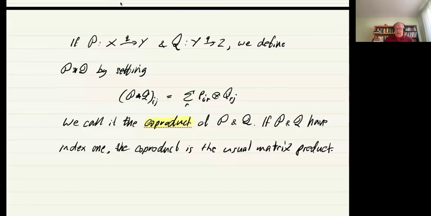Okay. Now, this is called, for reasonably good reasons, the co-product of P and Q. I promise not to go into that. So the point is we don't want to call it a product because the output is in some sense higher dimension than the input. Normally with a product you take two big things and you get something simpler. In this case, it's reverse. So it's actually the reverse of a product. Now, if P and Q have index 1, if the projections are all 1 by 1, then this is just the usual matrix product. So we have at least that in our favor.